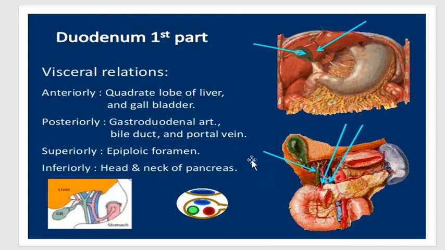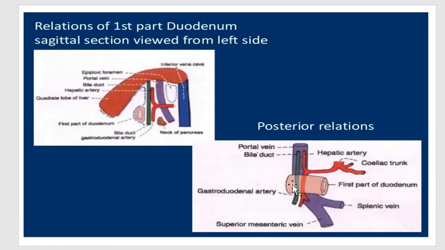Now if you see the posterior relations of the first part, I have taken another slide. So you can see here the posterior relations of the first part. Posteriorly, what is there? The bile duct is running. This is the gastroduodenal artery, which is a branch of hepatic artery, which is further a branch of celiac trunk. So gastroduodenal artery is related posteriorly, plus portal vein is related posteriorly. So these are its posterior relations.